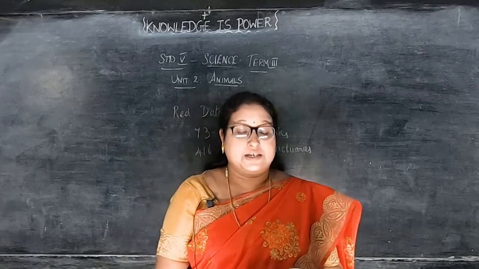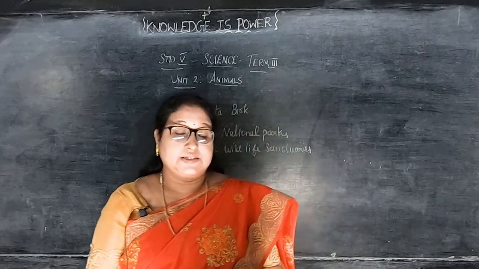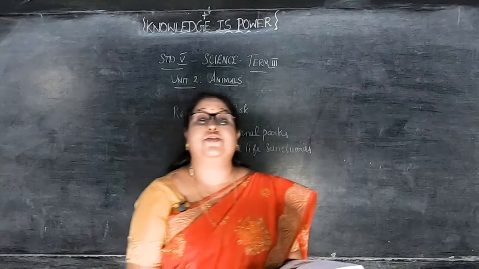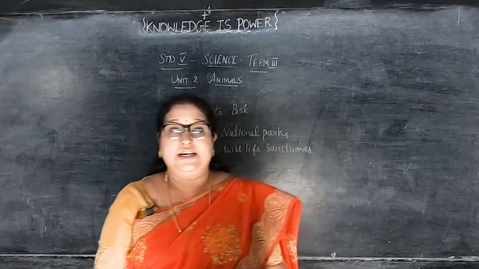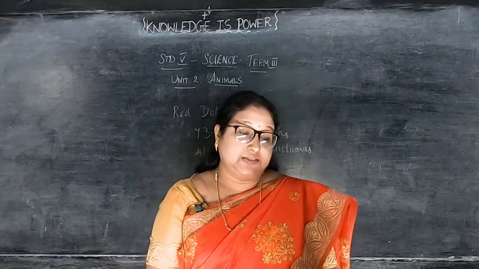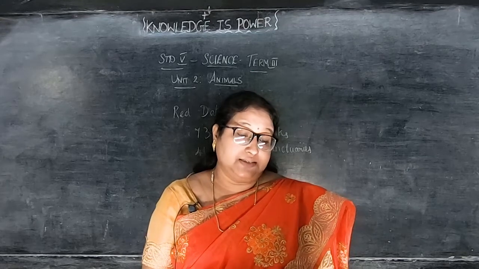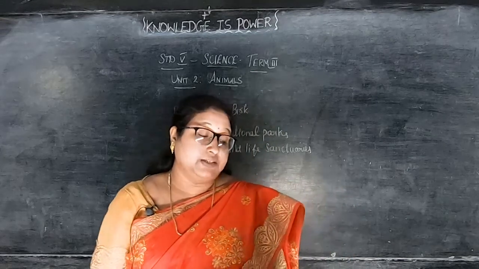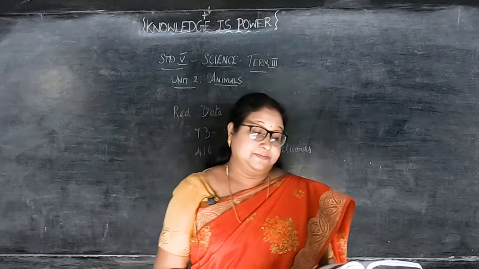Next is Periyar National Park. Periyar National Park is in Thekadi, Kerala. So where can we find this Periyar National Park? In Thekadi in Kerala. Various species including elephants, tigers, fishes, reptiles and birds can also be seen here.